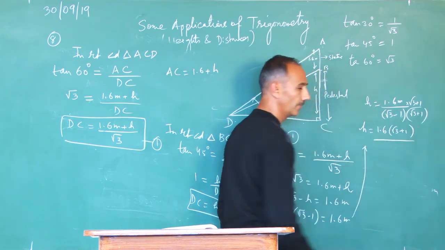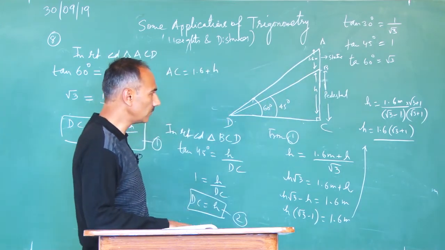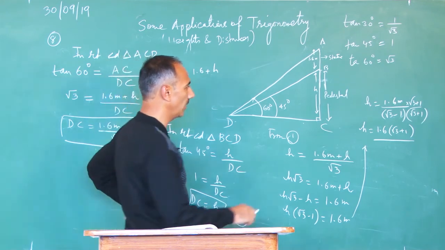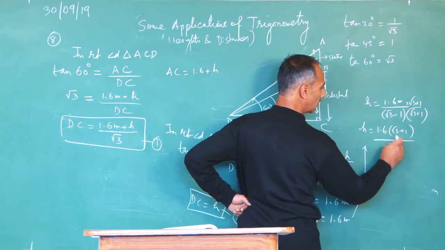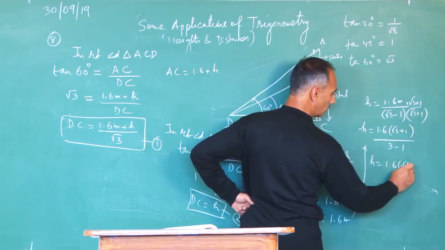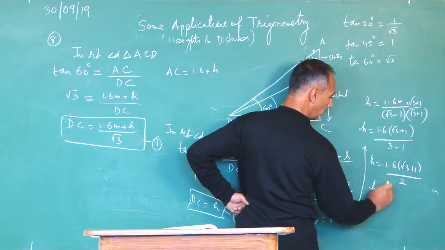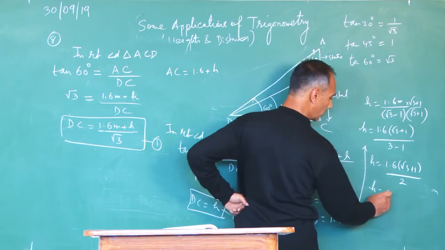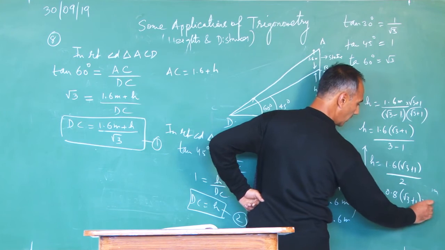Famous identity. A minus B into A plus B. That's A square minus B square. A minus B into A plus B will be A square. What is A square? 3, minus B square. That's 1. So H will be 1.6 into root 3 plus 1, over 3 minus 1, which is 2. So it will be 1.6 upon 2, which is 0.8 into root 3 plus 1, so many meters.